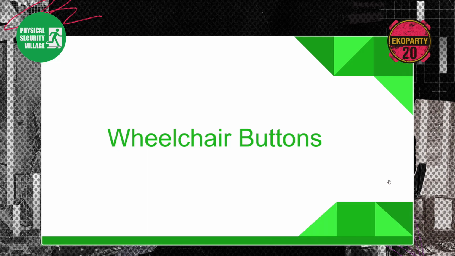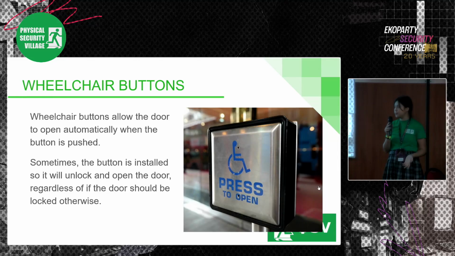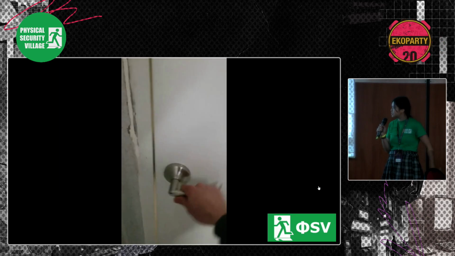Next is wheelchair buttons. So these are wheelchair buttons. They're a great accessibility tool that allows the door to open automatically when it's pushed. On occasion, you'll see that the button is installed such that if you press the button, it'll unlock and open the door, even if the door is supposed to be locked otherwise.